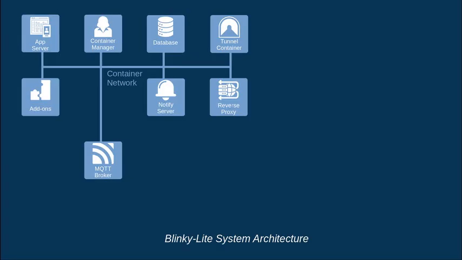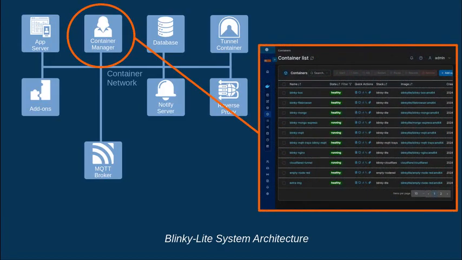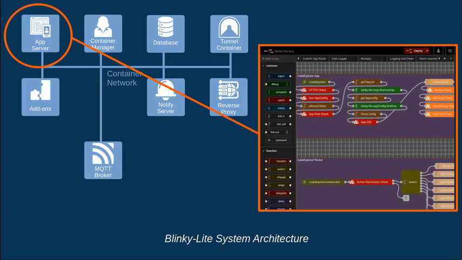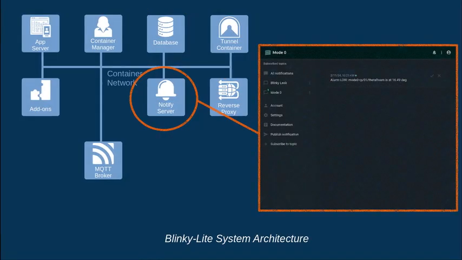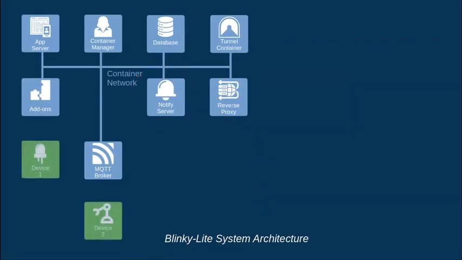Blinky-Lite Linux containers are managed by Portainer, which itself is a Linux container with an easy-to-use web interface. The core containers of Blinky-Lite are the application server, the database for storing data and application configuration, and the notification server for alarm handling. To communicate with internal devices, Blinky-Lite uses an MQTT container. MQTT is a publish-subscribe communication protocol developed by IBM for the monitoring of oil pipelines running through the desert, but is now a very popular IoT communication protocol.